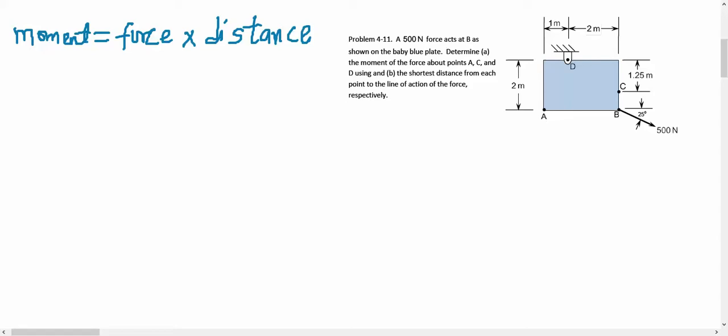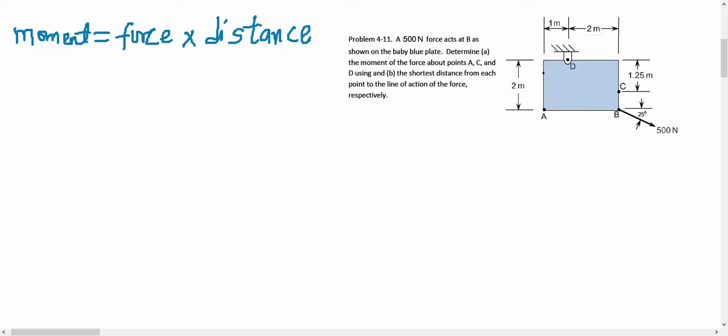In this question, we're asked to find the moment about A, C, and D, and also the shortest distance from each point of the line of action respectively. So first of all, we need to know what a moment is. A moment is the distance times the force. And the force is always perpendicular to where you're looking for your moment about. If it lies on the same line, it's going to be 0 because there would be no moment, because the distance will be 0 if it lies on the same line of action.